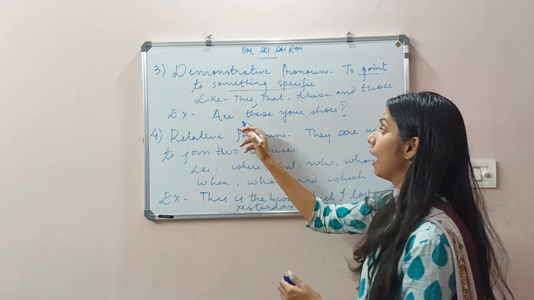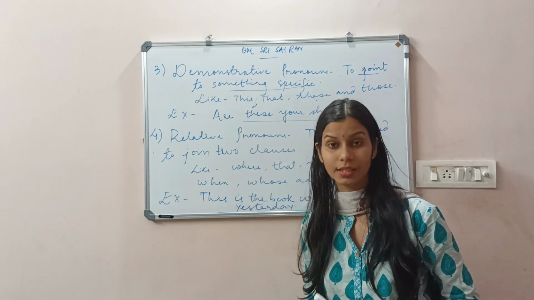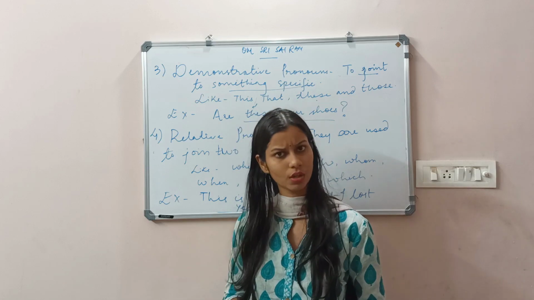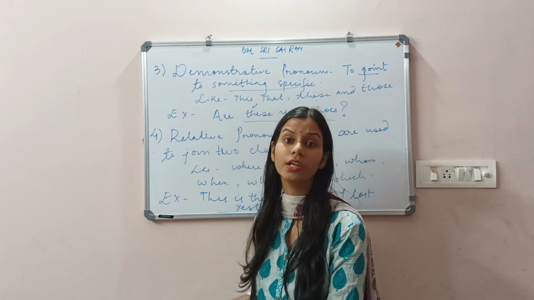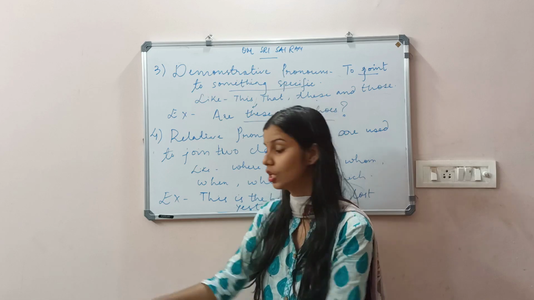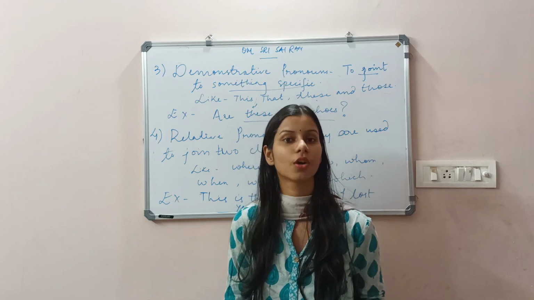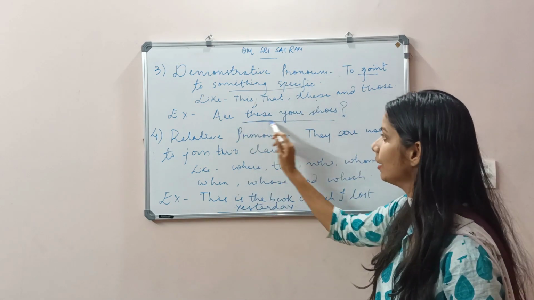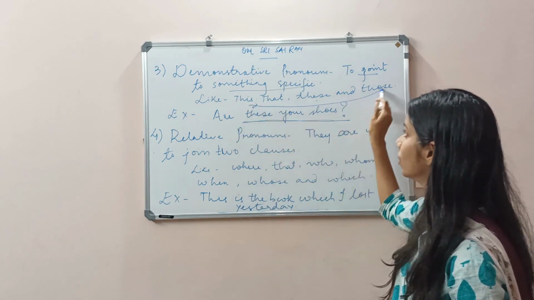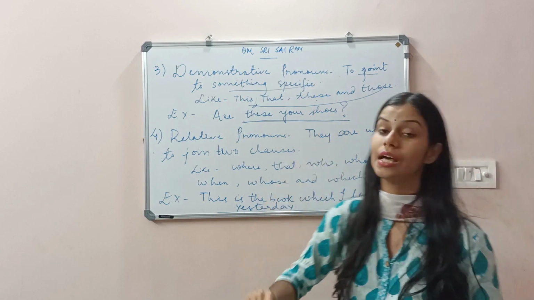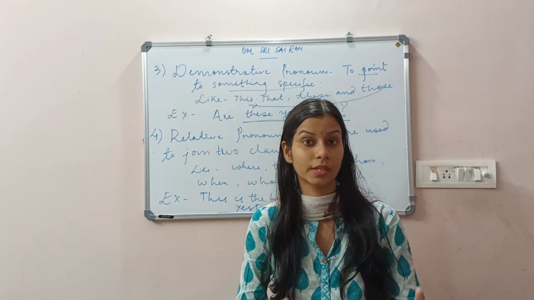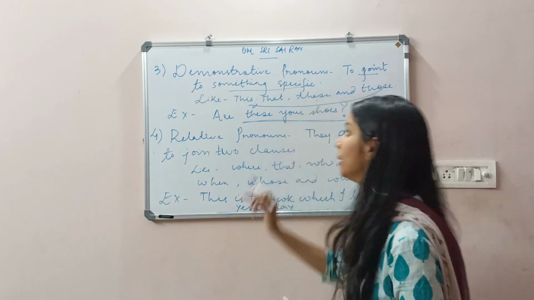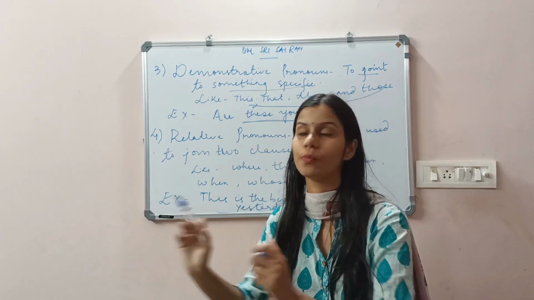For example, are these your shoes? That means there is a pair of shoes and I am asking, are these shoes yours? That means I am finding out whether that particular pair of shoes which is over here is yours or mine. Okay, so there I will be using, are these your shoes. So these kinds of words, this, that, these and those, are demonstrative pronouns. That means they point to that particular specific object.